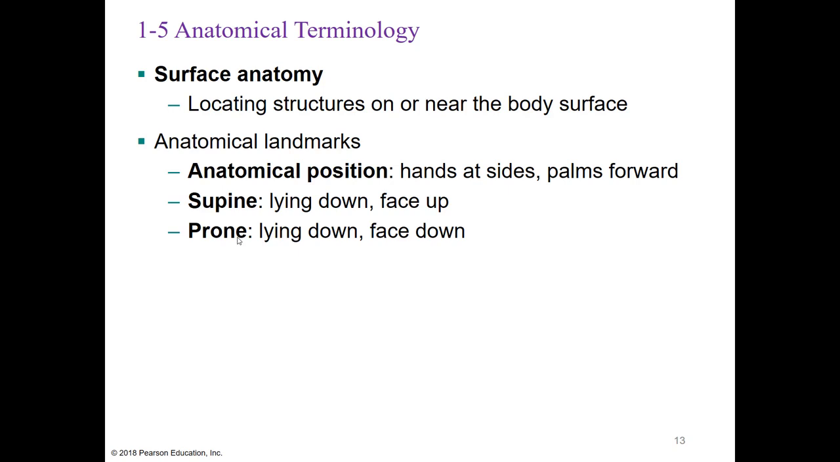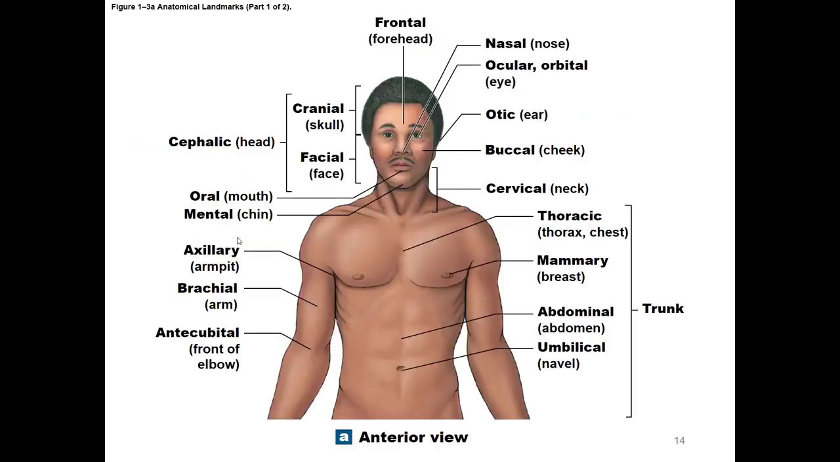Okay, so supine is lying down on your back, face up, palms up. Prone, lying down, face down, palms down. So he is also in the anatomical position. We just can't see all of his hand there. But this is also a good picture of surface anatomy. We're looking at landmarks on the surface of the body.